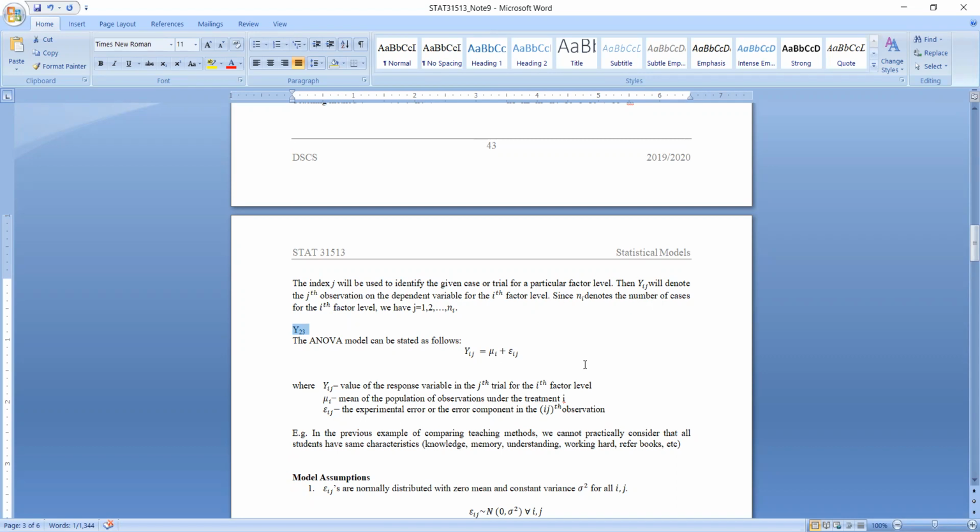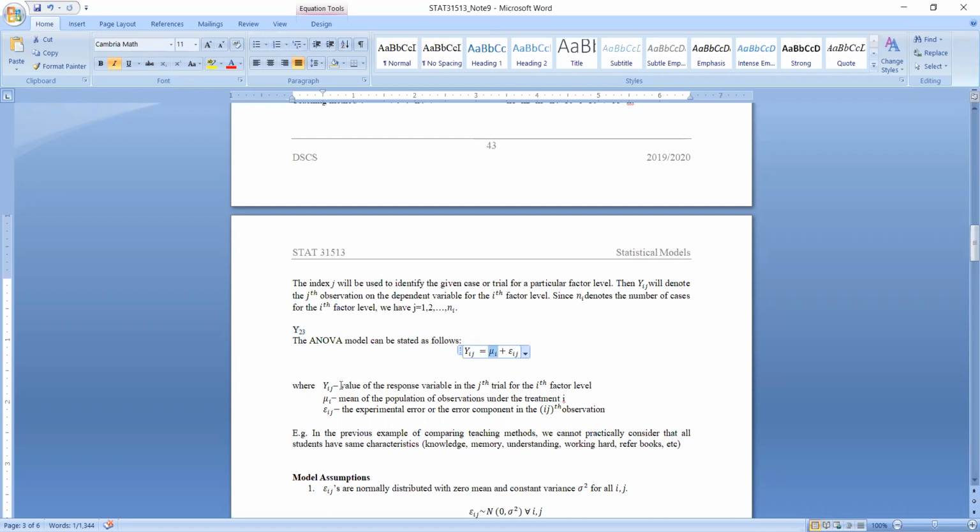Here, when it comes to the ANOVA model, in this treatment means model, what we do is we have our observation Yij, and that is equal to the mean of the treatment, which is denoted by mu i, plus the error.